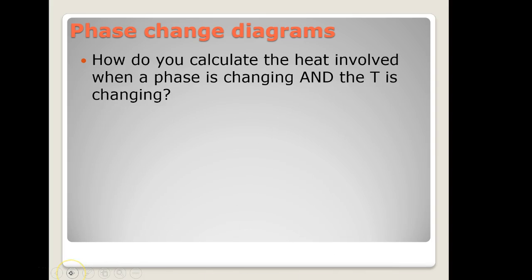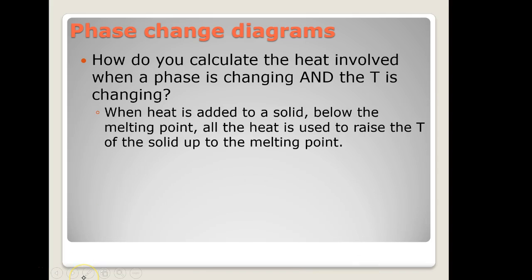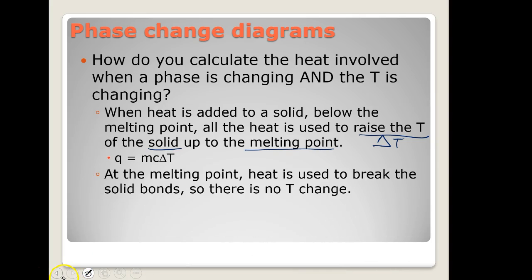Now, what happens when you combine a phase change and a temperature change? So we're not just talking about a solid melting, but we're talking about a solid melting and then the temperature increasing. So when you add heat to a solid that's below the melting point, all the heat is used to raise the temperature of the solid up to the melting point. So we're talking a delta T on that one. So Q equals MC delta T. But once it gets to the melting point, there is no temperature change. And so we're going to use the heat of fusion on that one.